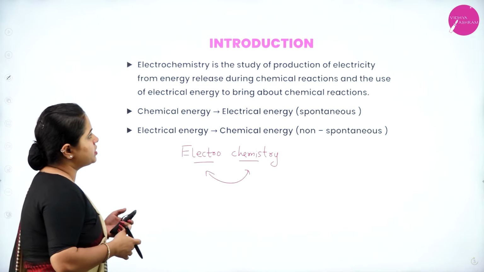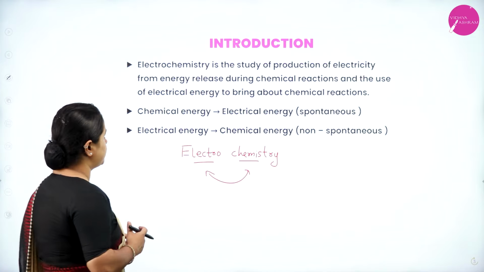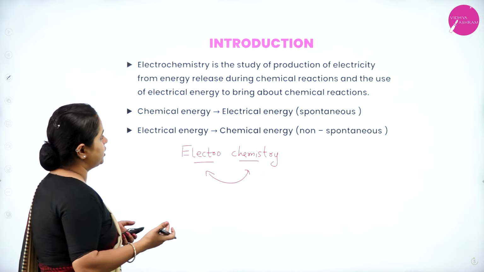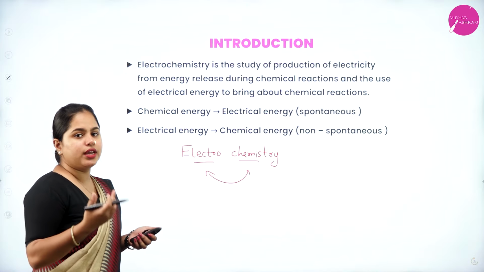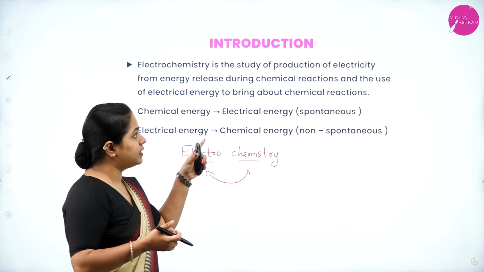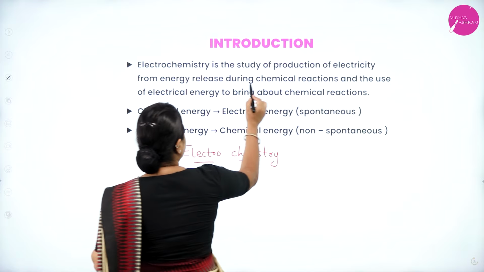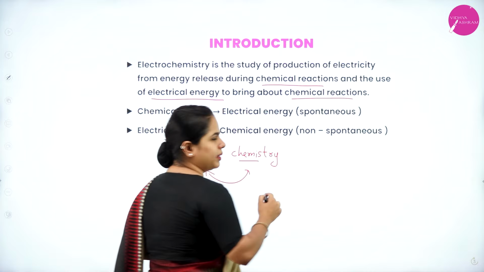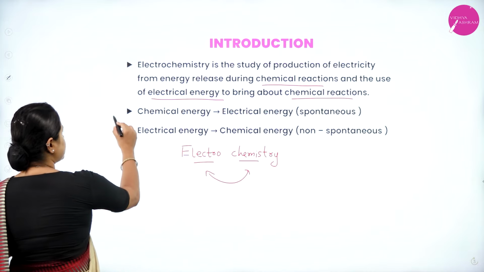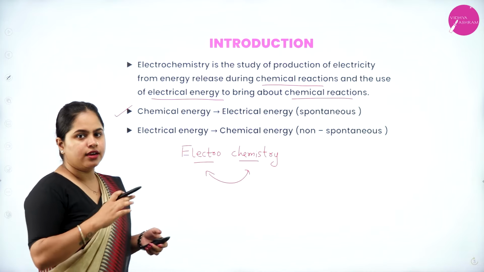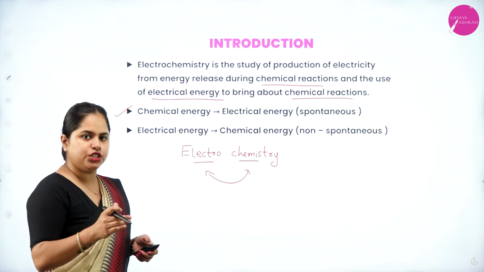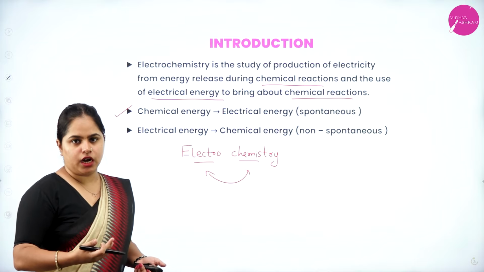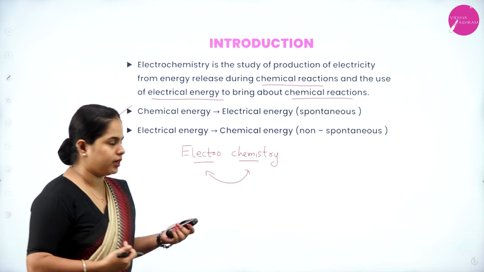So electrochemistry is a study of production of electricity from energy released due to chemical reaction and the use of electrical energy to bring about the chemical reaction. So in either way it can happen. That is, either it is the production of electricity by chemical reactions, or else by the use of electrical energy, we bring about chemical reactions. Okay. So the first one is chemical energy to electrical energy. That is conversion of chemical energy to electrical energy. That means chemical reactions will take place, and based on that, the current will start flowing and you will get electrical energy there.